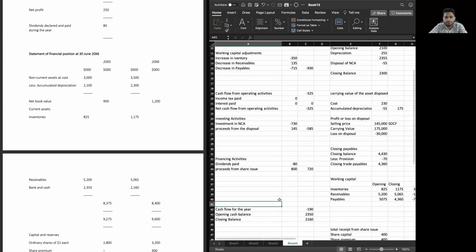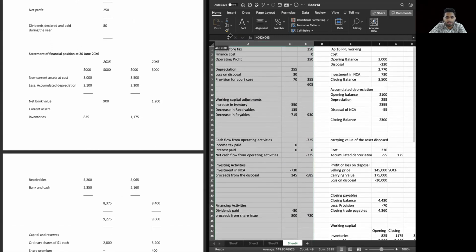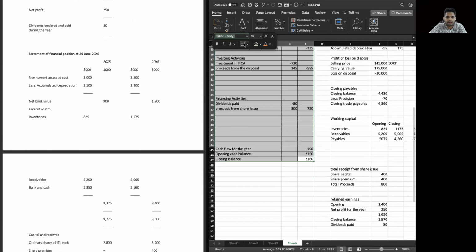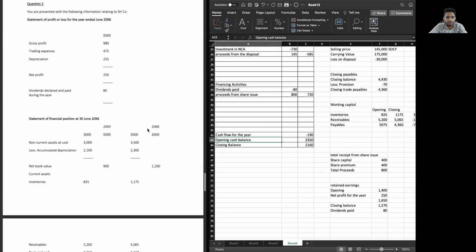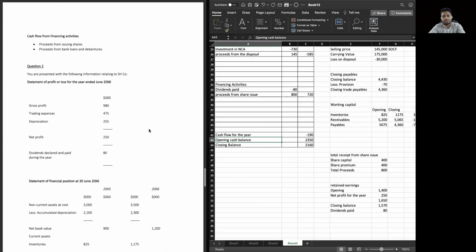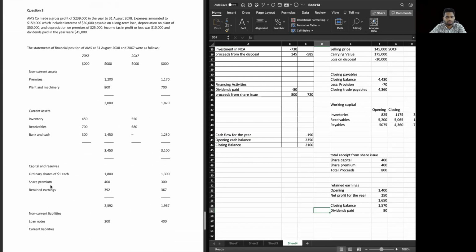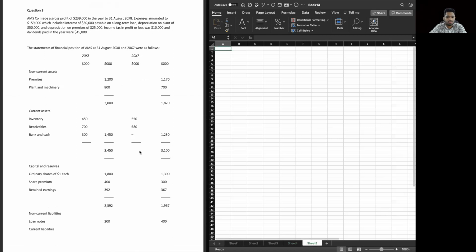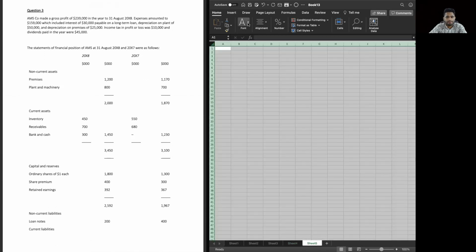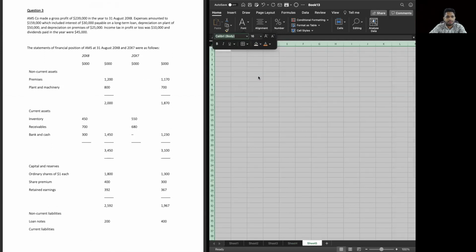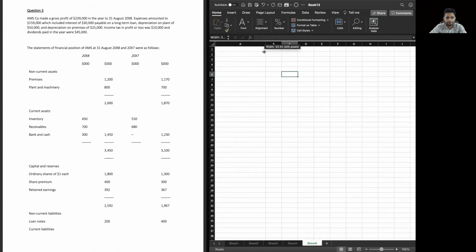So this is how you prepare a statement of cash flow in the indirect method. And this will be the answer for question number 2. Yeah. So let's look into question number 3.